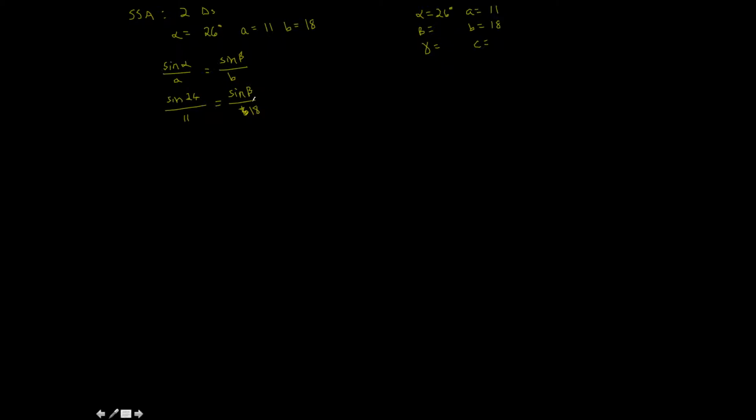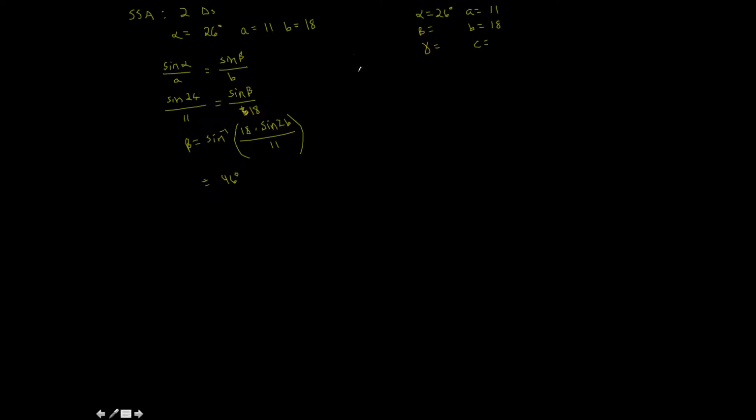Now cross multiply and divide, do your inverse and figure out what beta is. So beta is going to be the inverse sine of 18 times the sine of 26, all over 11. Once you cross multiply and divide, take that inverse to find beta, just like we did last section. You're going to be using your calculator for this. And notice we're all at 2 significant digits up here, so round it to 2 significant digits, and it should be 46 degrees.